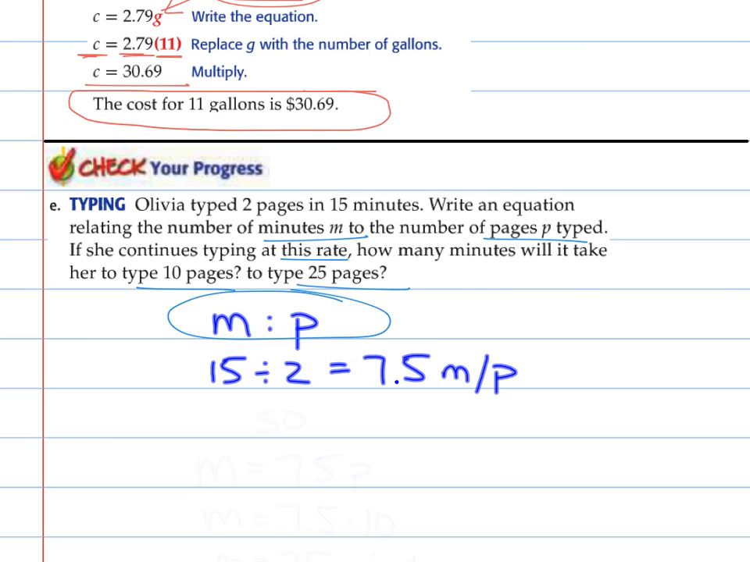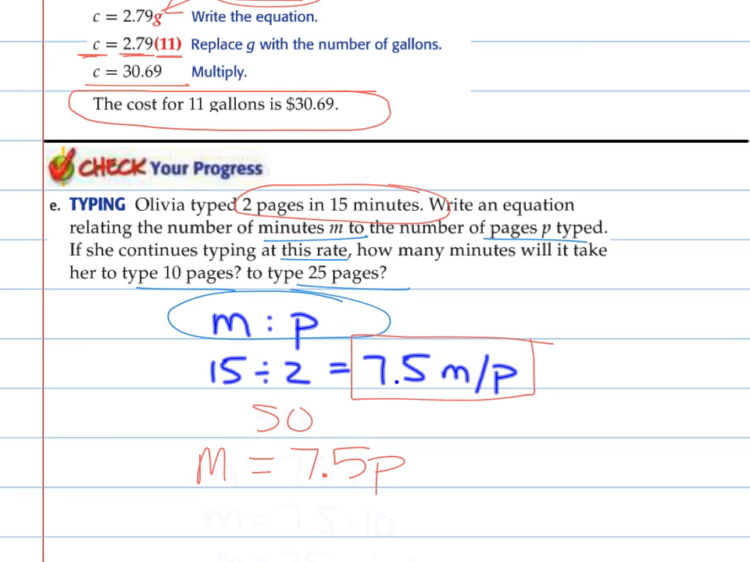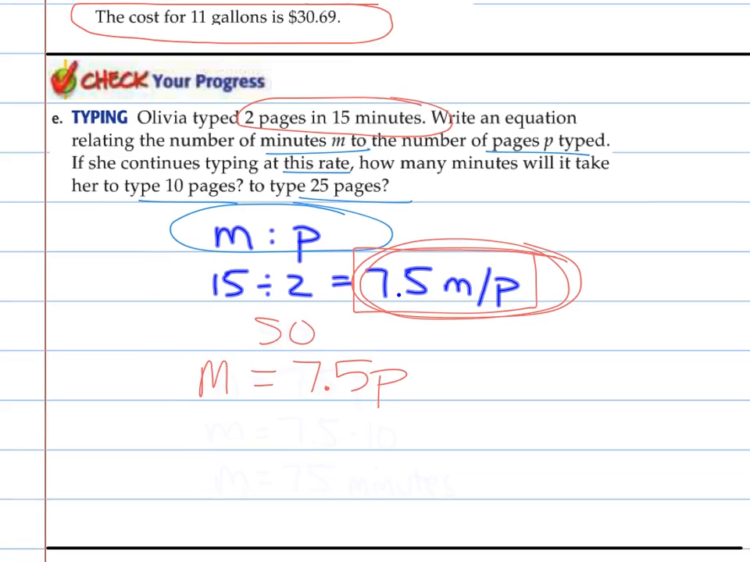So right now we know we're comparing minutes to pages, and this is the information. So we do 15 divided by 2. We find out that she's working at a rate of 7.5 minutes per page when she's typing. So this means that the number of minutes that she's typing will depend on if she's working at 7.5 per page. So if it took her 7.5 minutes for one page, which we just found out right here, we can multiply the pages to find out how many more minutes it will take her.